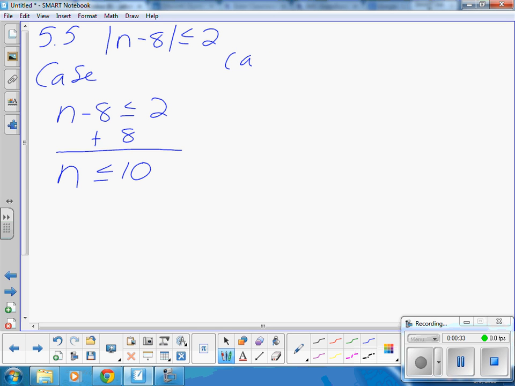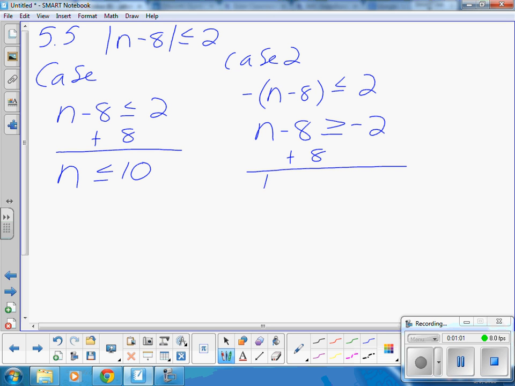Case 2 is when the absolute value part is going to be negative. So we have the negative of n minus 8 less than or equal to 2. We multiply both sides by a negative. So we get n minus 8 greater than or equal to a negative 2. Remember, when you multiply by a negative on both sides, the inequality reverses. Add 8 to both sides, we get n is greater than or equal to, I'm adding, a positive 6.